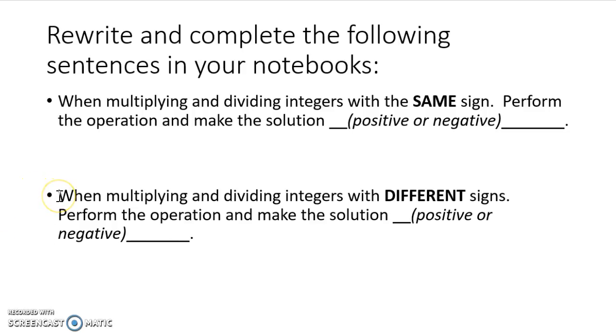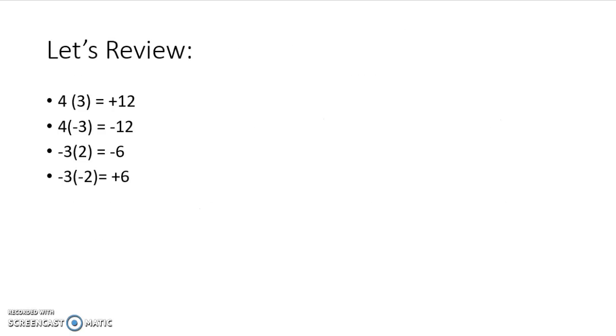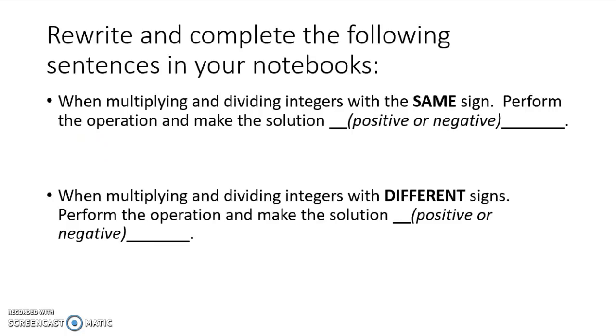Then, when multiplying and dividing integers with different signs, one positive, one negative, you're going to perform the operation and make the solution what? Again, look back. When I have a positive and a negative, or a negative and a positive, how does that relate to my product, or if I'm dividing my quotient? So when multiplying and dividing integers with different signs, perform the operation and make the solution what?